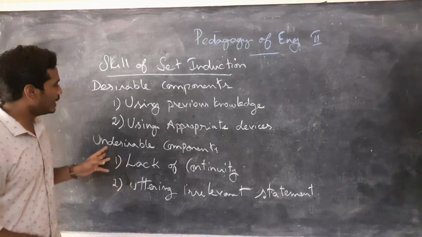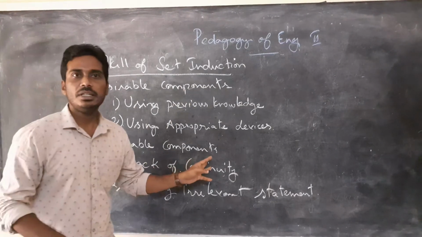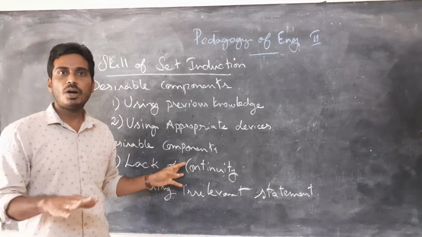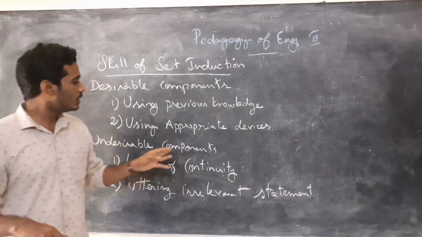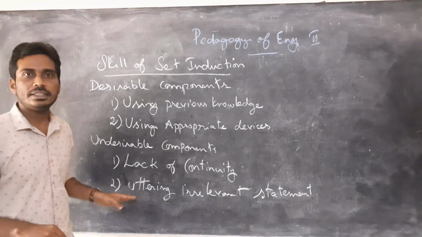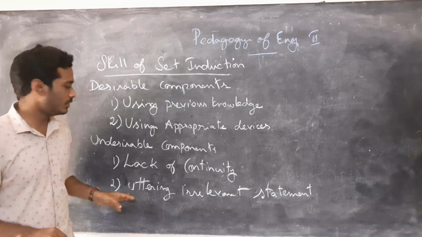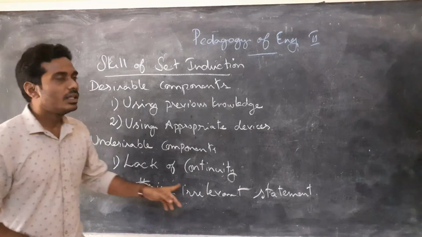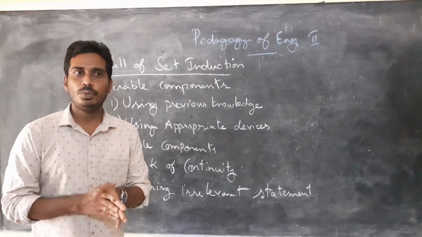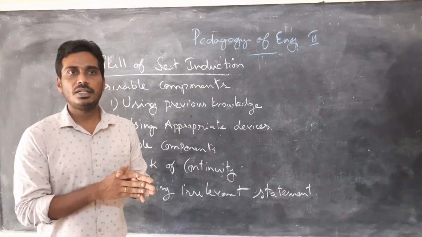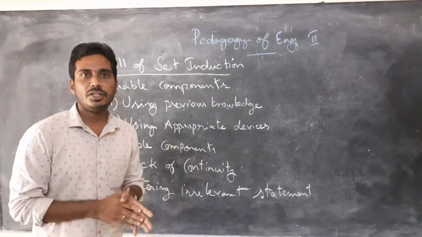And the second type is undesirable components, which should be avoided by the student teachers, the trainees. These things should not come when you are practicing microteaching skill. The first one is lack of continuity. Continuity should be there, and you should not miss the continuity. There should be some logical or organized pattern in your teaching.